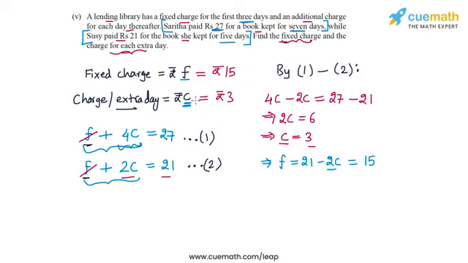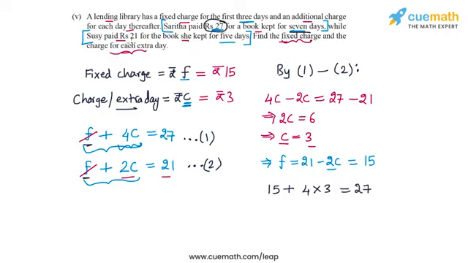Now let's verify whether our answer is correct. So Sarita took the book for 7 days. So she would need to pay 15 rupees as fixed charge, plus for the 4 extra days she would have paid 4 into 3 or 12. So 15 plus 12 is 27. So this aligns with the fact that Sarita paid rupees 27.